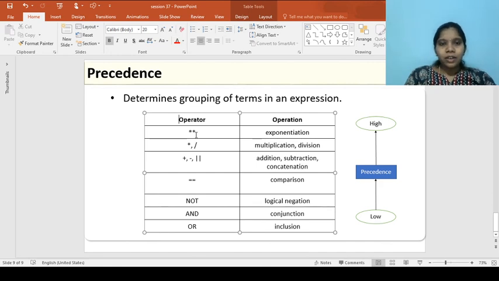By seeing this table, we can say the exponentiation operator has the highest precedence compared to the remaining operators. The next highest precedence operators are multiplication and division, followed by arithmetic minus operator and concatenation operator, followed by comparison operator, logical NOT, logical AND and logical OR operators. So this is about the precedence of operators.